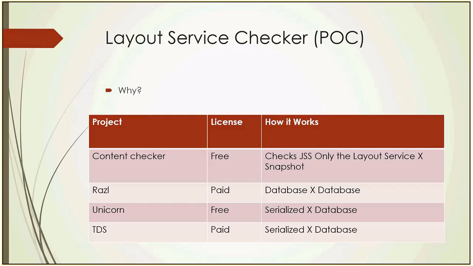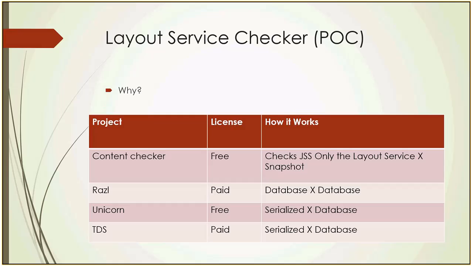So let's talk about the Layout Service Checker. Now, why did I build that? Well, the idea was to validate the content that has been provided by the JSS Layout Service. And for that, a snapshot of a JSON result would give me the ability to compare the results before and after the deployment in a way that would be easy. There are already some tools that perform a similar operation, such as Razl, Unicorn, and other tools on TDS. But let's compare the approaches.